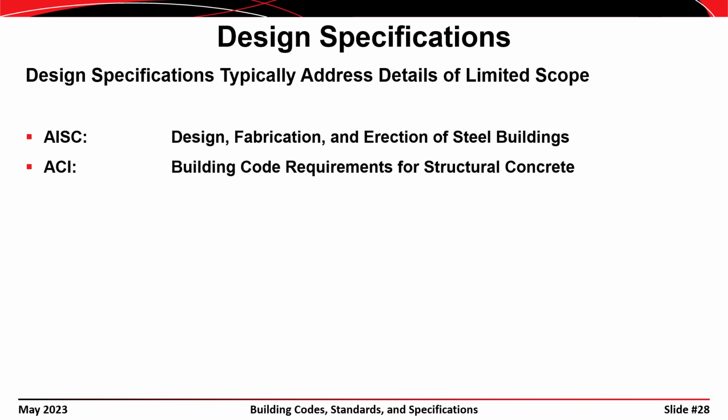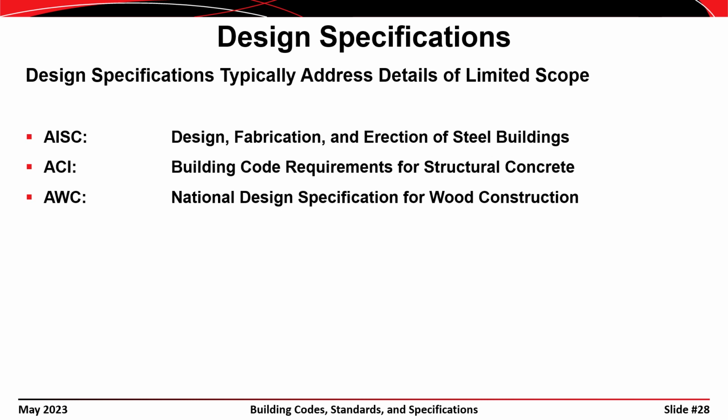Now, shifting gears again, specifications should be thought of as recommended practice. They are typically developed and maintained by technical trade associations for each basic building material. AISC and ACI are two commonly used specifications in the design of civil and architectural engineering structures.